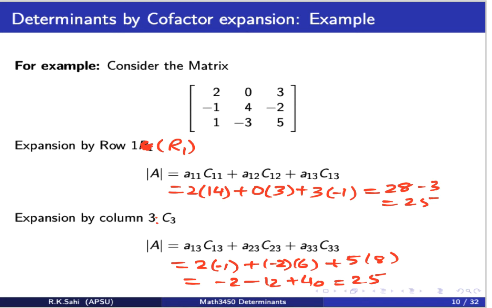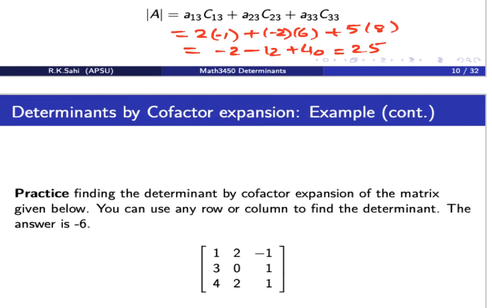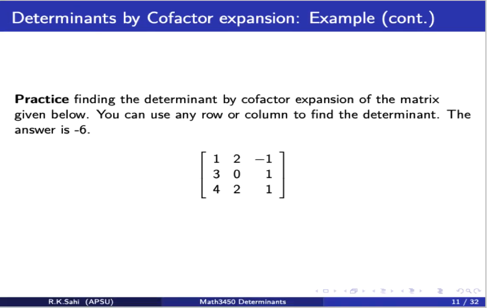Okay, so guys, I would like you to work on the same problem we have been doing so far. Now, you can pick any row or column to find the determinant. The answer is minus 6. So go ahead and do that and see if you're getting minus 6. If you're not, that means something is wrong.